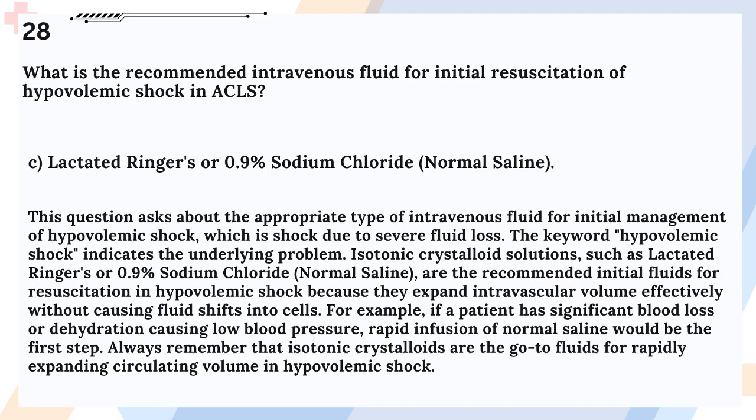Isotonic crystalloid solutions, such as lactated Ringer's or 0.9% sodium chloride, normal saline, are the recommended initial fluids for resuscitation in hypovolemic shock because they expand intravascular volume effectively without causing fluid shifts into cells. For example, if a patient has significant blood loss or dehydration causing low blood pressure, rapid infusion of normal saline would be the first step. Always remember that isotonic crystalloids are the go-to fluids for rapidly expanding circulating volume in hypovolemic shock.